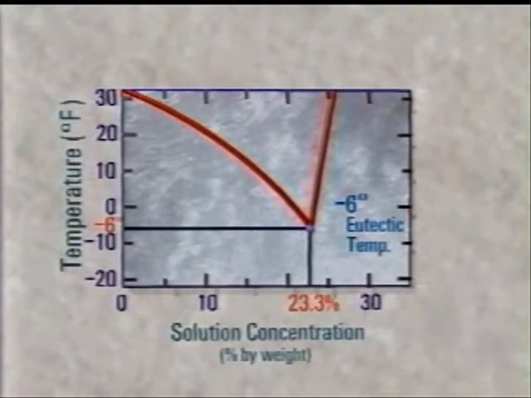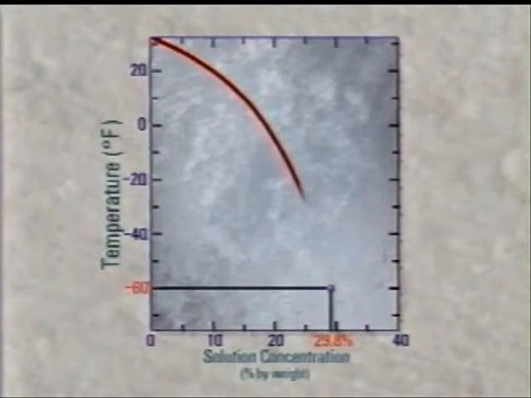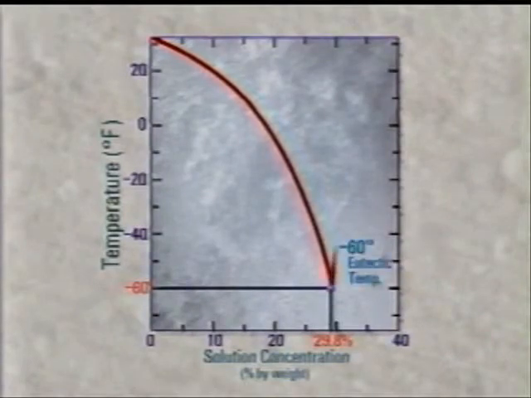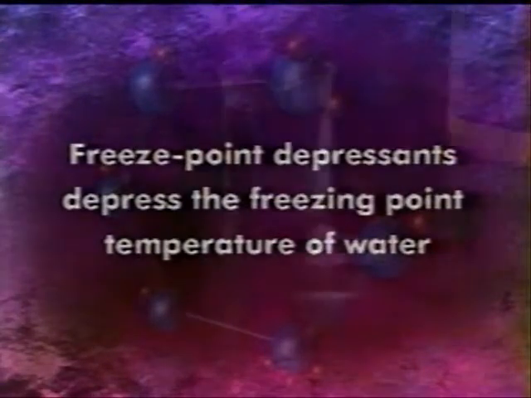This ability to lower the freezing point of water is a unique feature of de-icing chemicals, and each de-icing chemical has its own special characteristics. The eutectic temperature of calcium chloride, on the other hand, is -60 degrees. A 29.8% solution of calcium chloride doesn't freeze until it reaches -60 degrees. It is this freezing point depression characteristic that makes de-icing chemicals so useful, and why sodium chloride and calcium chloride are called freeze point depressants, because they depress the freezing point temperature of water.